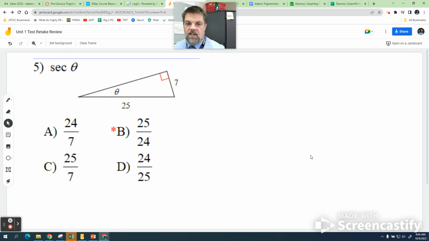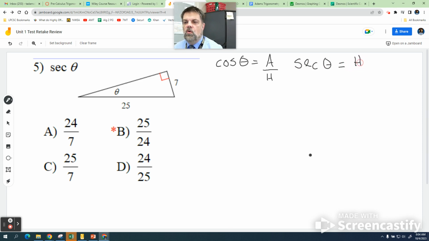All right. Secant is the reciprocal of which one? Cosine, right? So cosine, remember, cosine of theta is SOCA, right? So then secant would be the reciprocal of that, right? So that would be the hypotenuse over the adjacent.